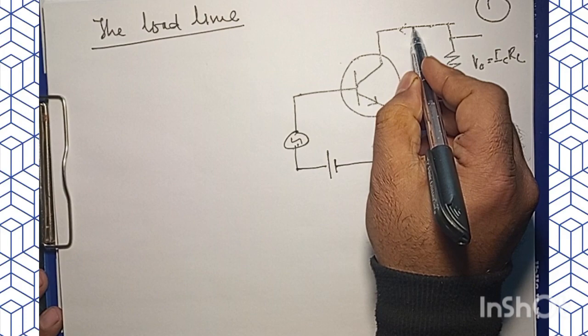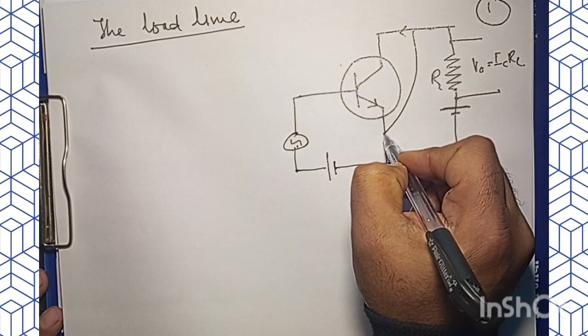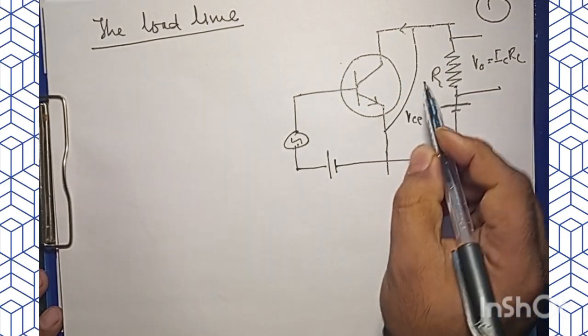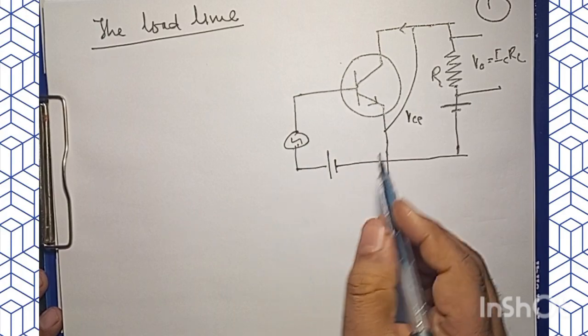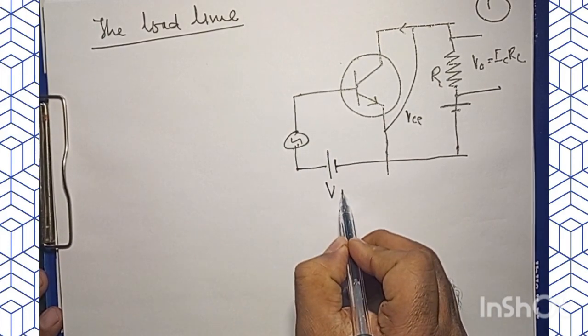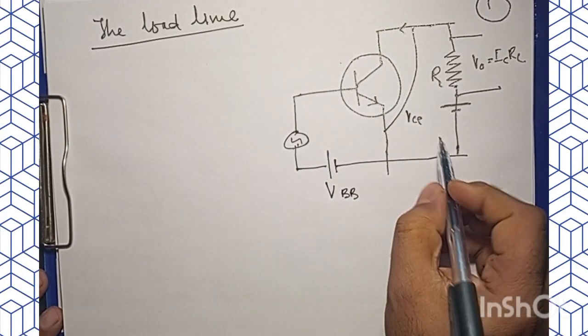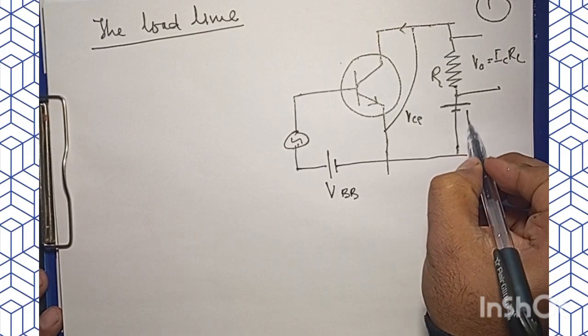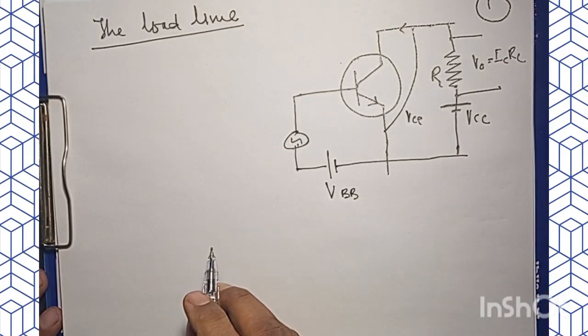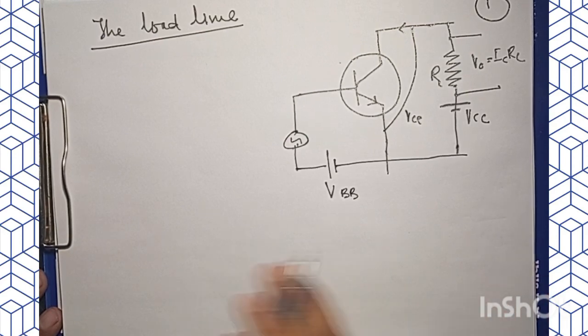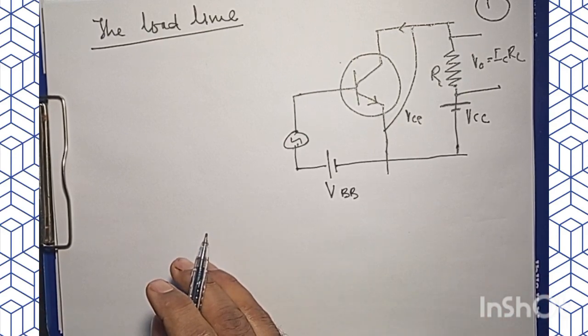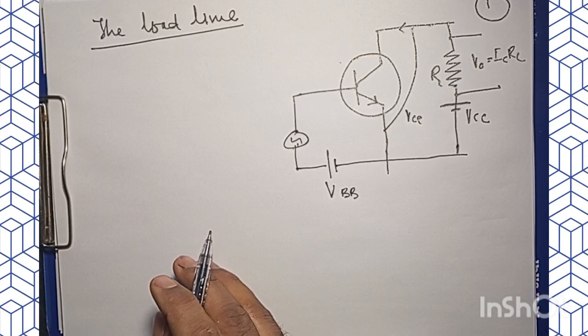Okay, so we can choose the direction of current, and this is my VCE, and let's assume this is VBB, and this is VCC. Now, what we want is the load line for this circuit, and to have some analysis of that.